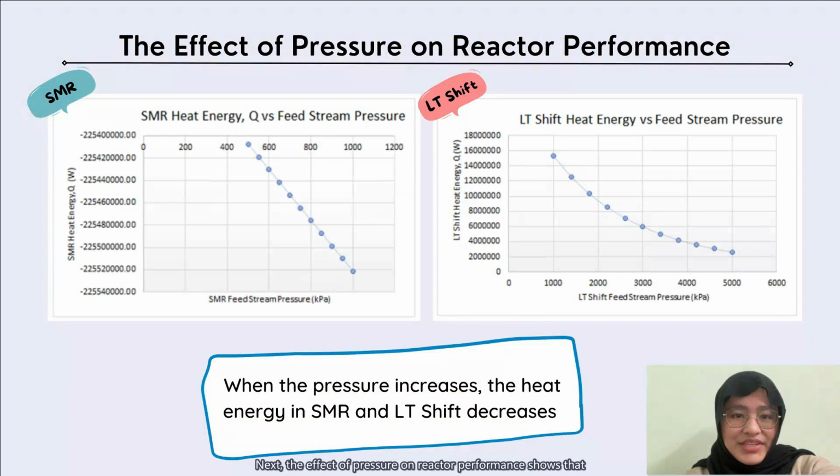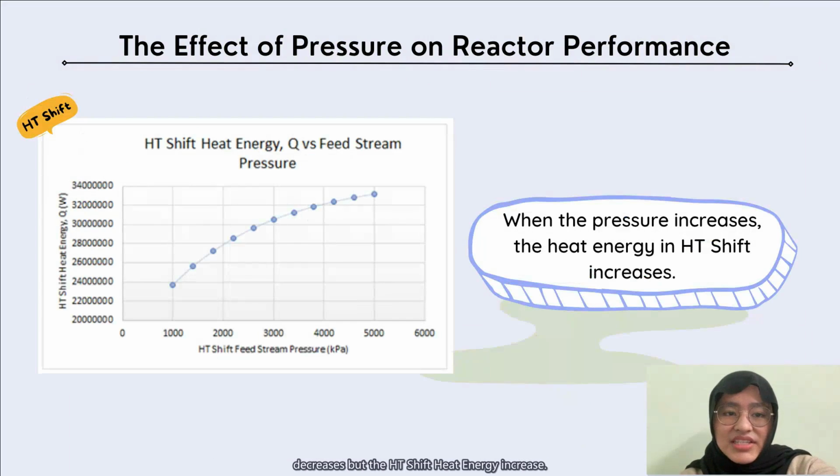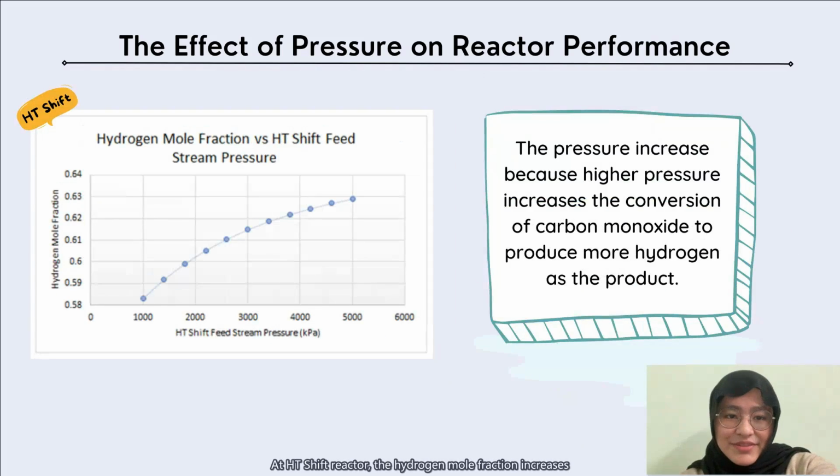Next, the effect of pressure on reactor performance shows that when the pressure increases, the heat energy in SMR and LT shift decrease, but the HT shift heat energy increases. At HT shift reactor, the hydrogen mole fraction increases as the pressure increases because higher pressure increases the conversion of carbon monoxide to produce more hydrogen as the product.